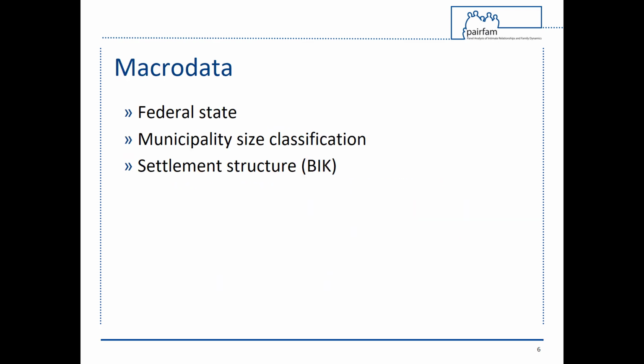Which macro variables are available? Macrodata are retrospective context attributes concerning the anchor respondent's place of residence. Included in the scientific use file are federal state, municipality size at the anchor's main residence and the settlement structure at both the anchor's and parent's main residences.